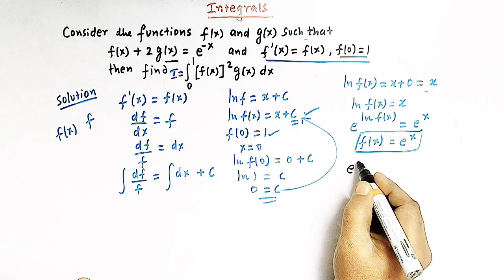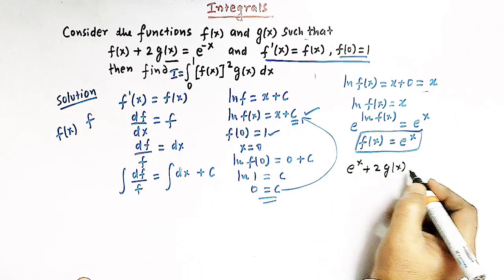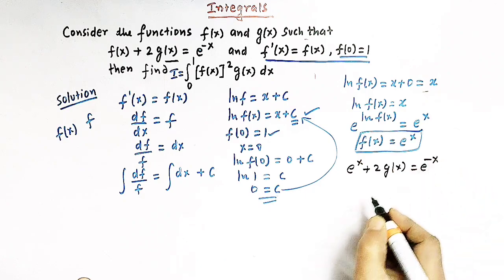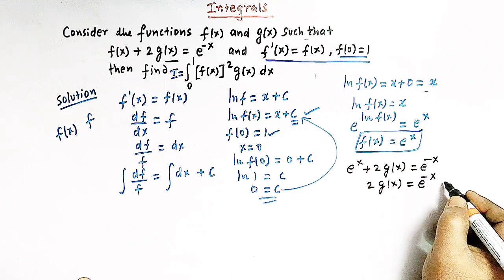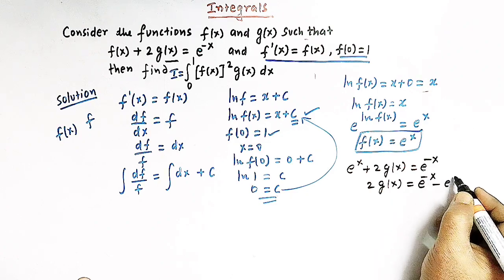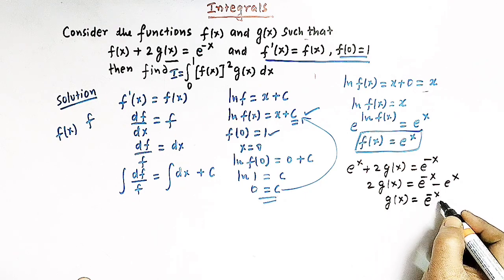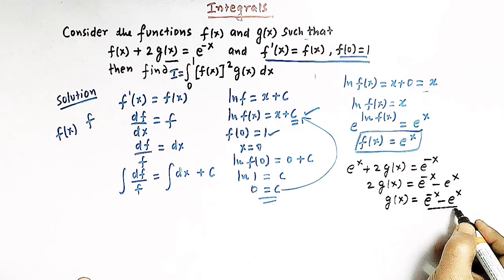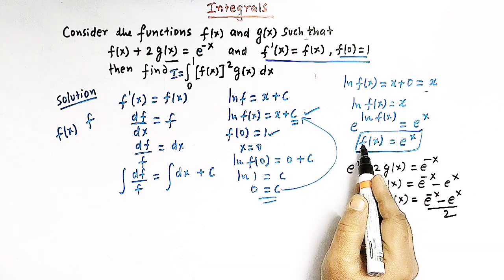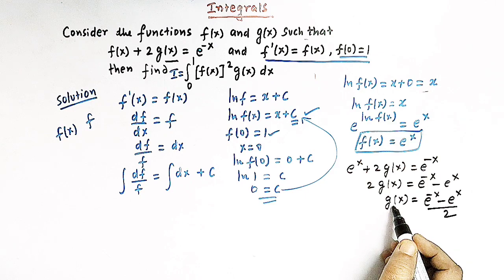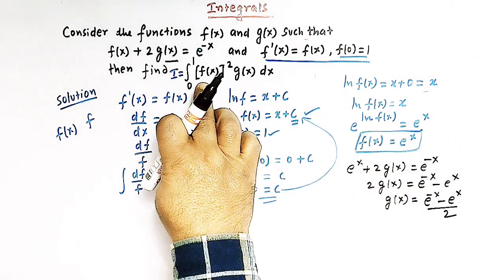So we have e raised to x plus 2 times g of x is equal to e raised to minus x, and 2 times g of x is equal to e raised to minus x minus e raised to x. So g of x is equal to e raised to minus x minus e raised to x over 2, right? So now we have obtained the values of f of x and g of x. So let us substitute these two functions in this integral.